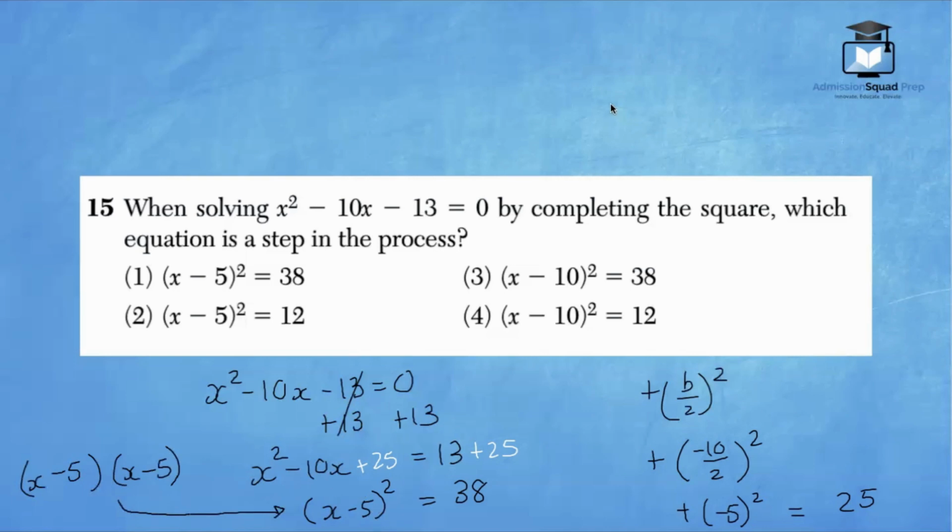The beautiful thing about this problem is they don't really want us to find the final answer. This is sufficient for this problem. So we know that the final answer is choice 1. X minus 5 squared equals 38.